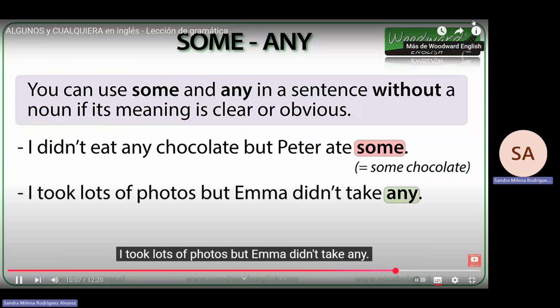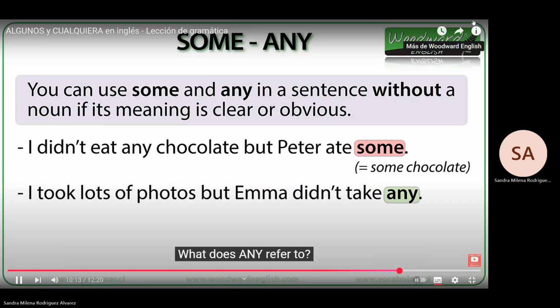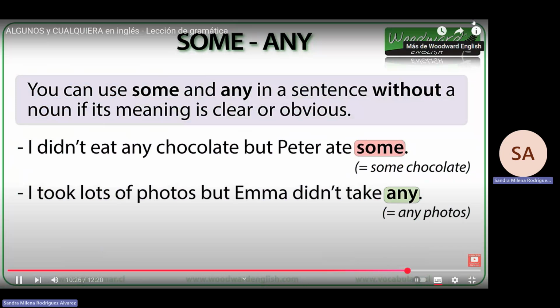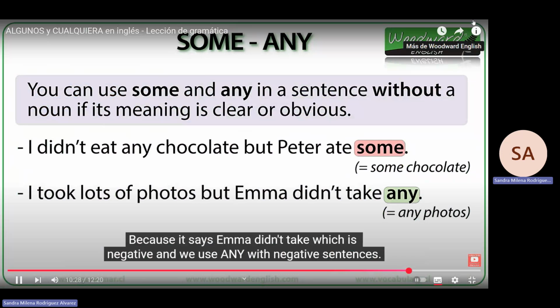I took lots of photos, but Emma didn't take any. What does any refer to? Any at the end of this sentence means any photos. Why did we use any instead of some? Because it says Emma didn't take, which is negative, and we use any with negative sentences.